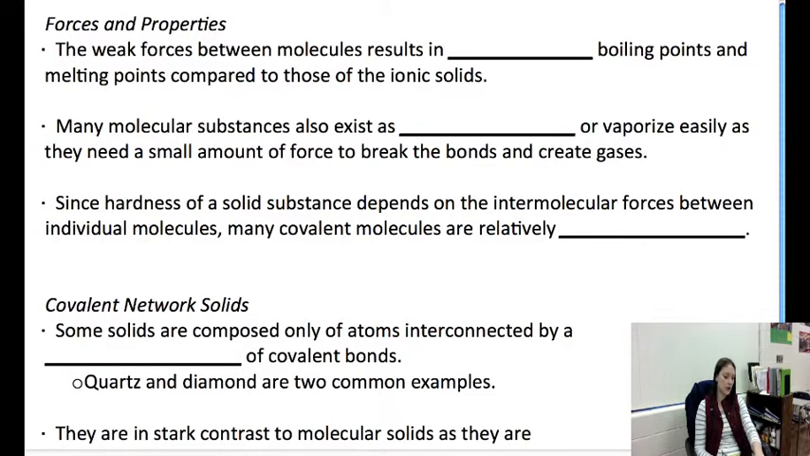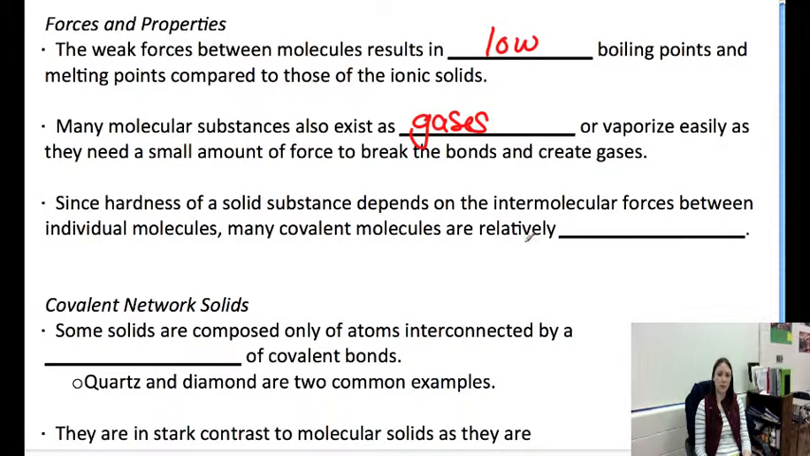Okay, so now let's look at the forces and the properties. The weak forces between molecules result in low boiling points and melting points because it's easy to break the attractions between them. They're not bonds, they're attractions. Many molecular substances also will exist as gases or will vaporize very easily, usually meaning they have kind of a smell to them.